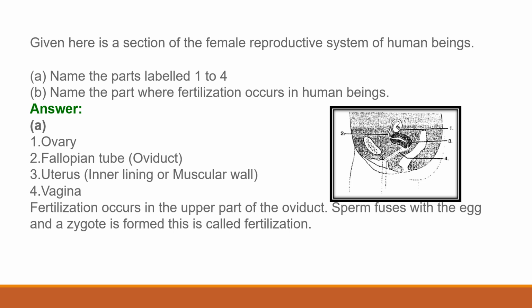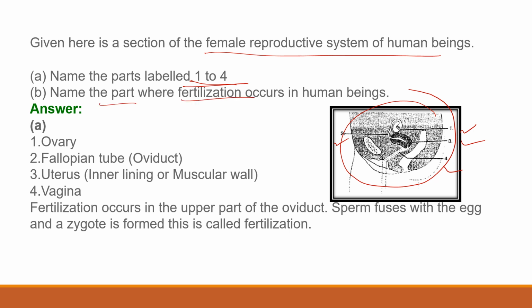Given here is a section of a female reproductive organ. So these are the questions related to diagrams. So here also I have given the answers as well. So name the parts labeled from 1 to 4. This is a female reproductive system. You should label all the 4 parts and name the part where fertilization occurs in humans.